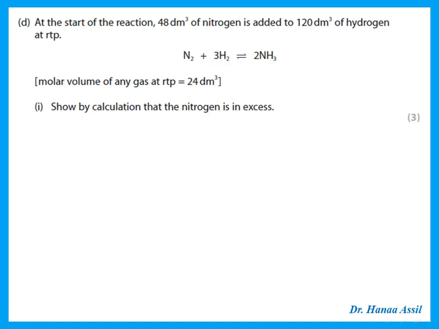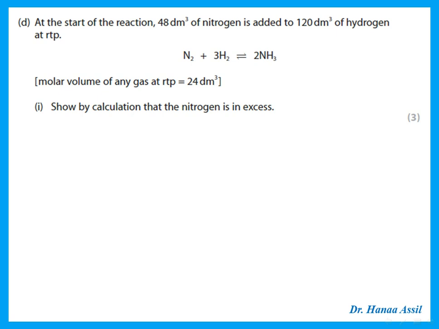At the start of the reaction, 48 decimeter cubed of nitrogen is added to 120 decimeter cubed of hydrogen. Show by calculation that nitrogen is in excess. Remember, if he gives me information about both reactants, so he's giving me volume of nitrogen, so I can get number of moles, and volume of hydrogen, so I can get number of moles. Now we need to decide which one is in excess. That means which one is more than needed.